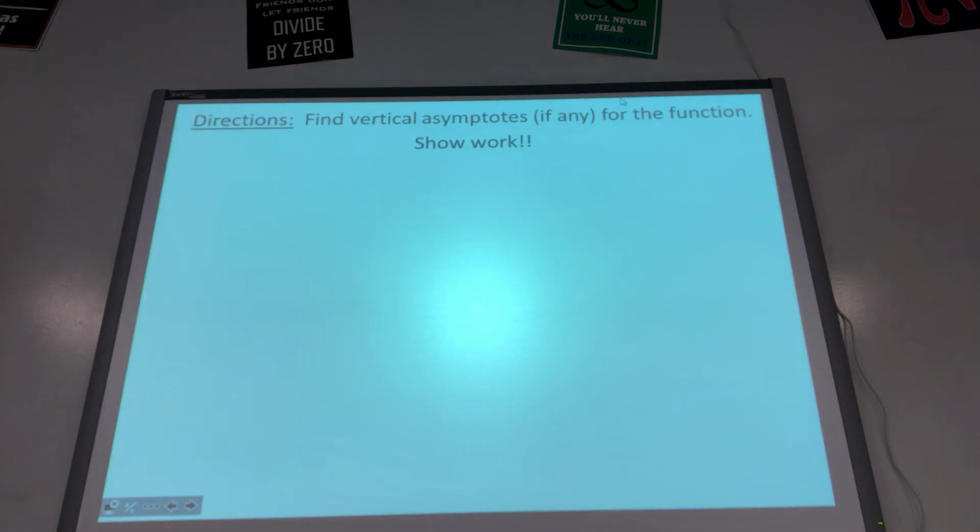So for the directions here, for the last 3 examples, you want to find vertical asymptotes, if any. Sometimes you don't have any. Find vertical asymptotes, if any, for the function. Now I am putting up there show work. So yes, you can graph this and check it on your calculator, but show me how you get your answers. I want to see how you figured out how to find the vertical asymptotes.